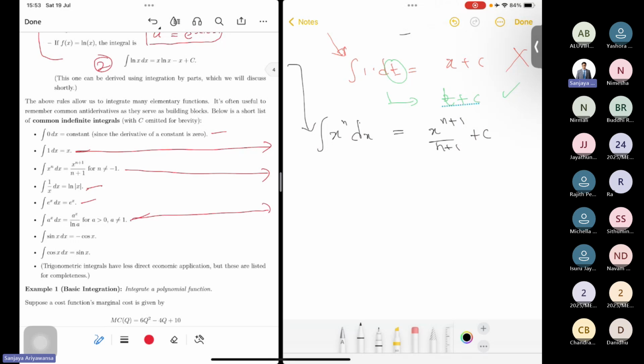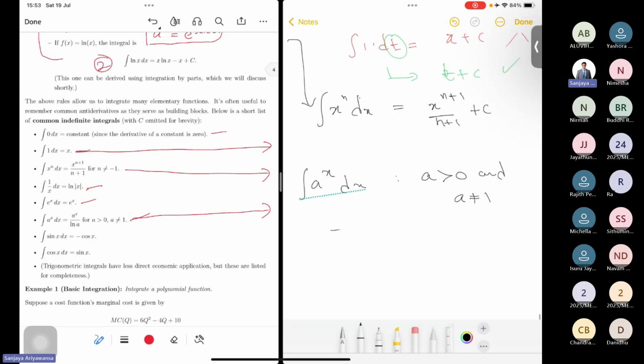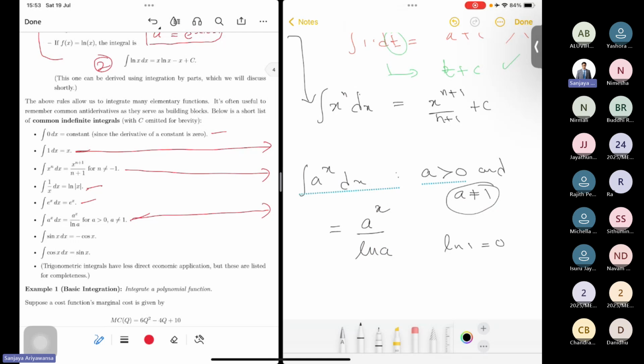So it's important here that for a to the power x dx, the conditions are important. a is positive and a is not equal to 1. Then only, when you integrate a to the power x, you get a to the power x divided by log a. Why is this condition important? Because log 1 is equal to 0, and it doesn't make sense here because you would simply get 1 over 0, right? That's why a is not equal to 1.